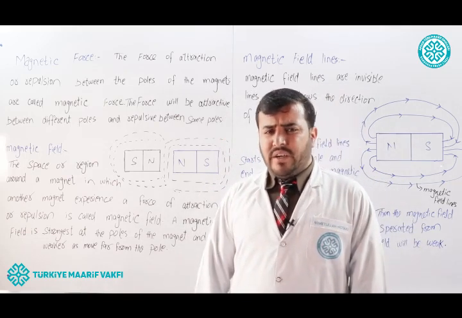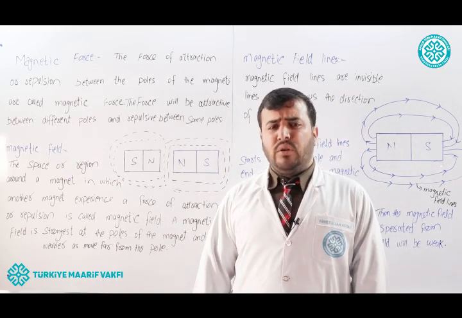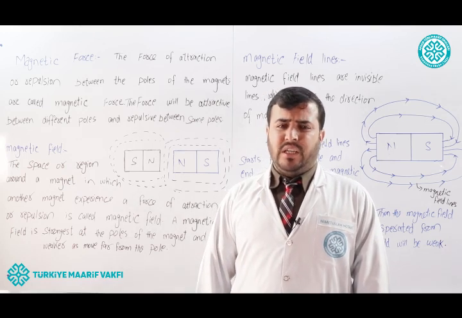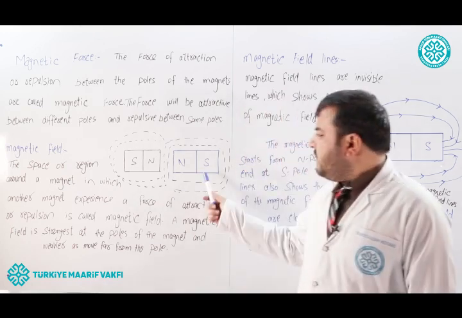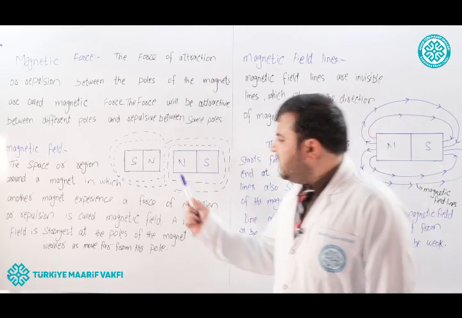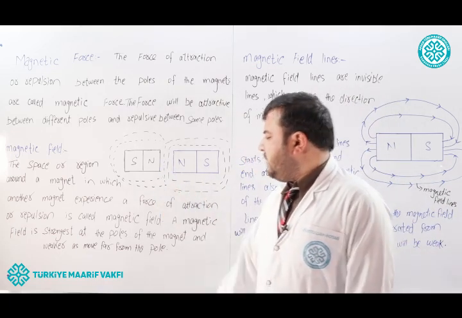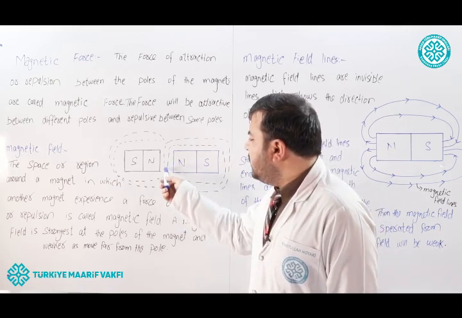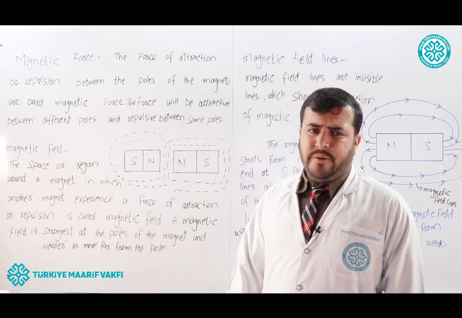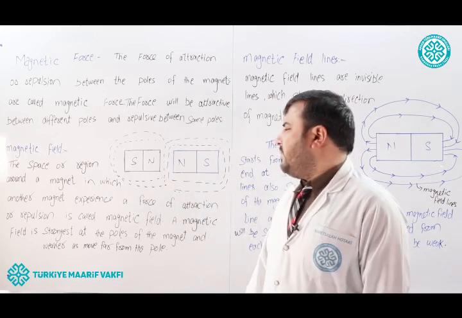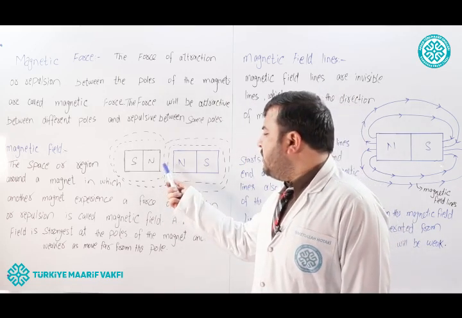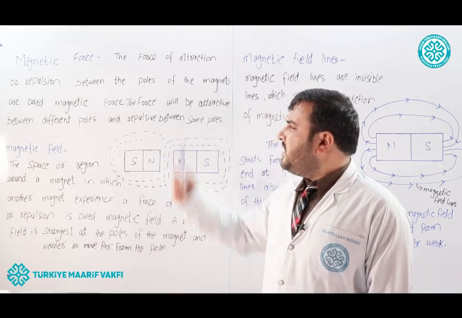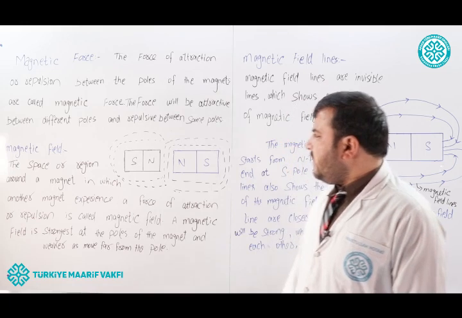Magnetic force can be defined as the force of attraction or repulsion between the poles of the magnet. Like here in this figure you can see that this is one magnet and this is another magnet. Magnetic force will exist between these two poles of the magnet. This force between the poles of the magnet is called magnetic force.